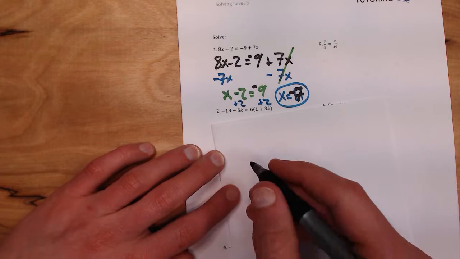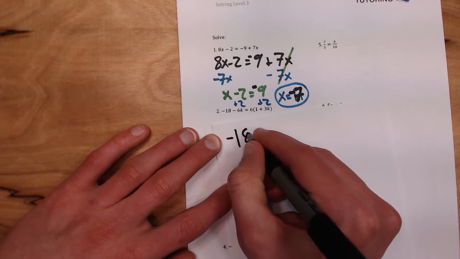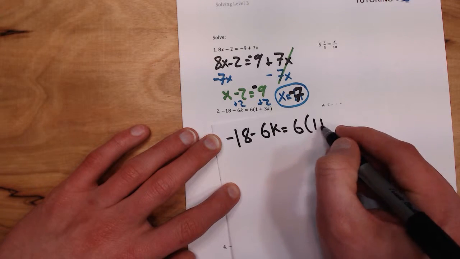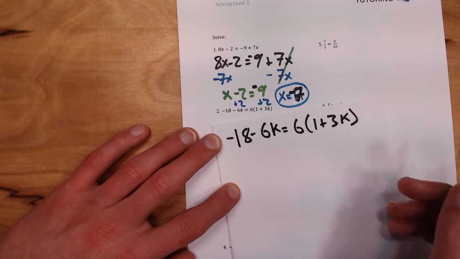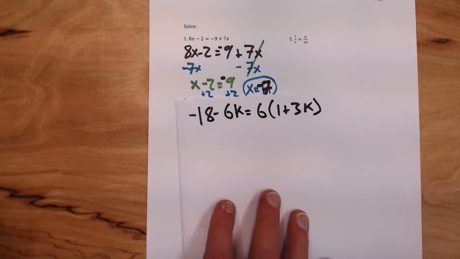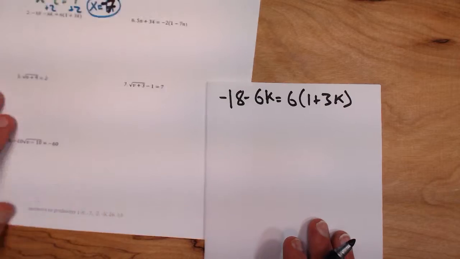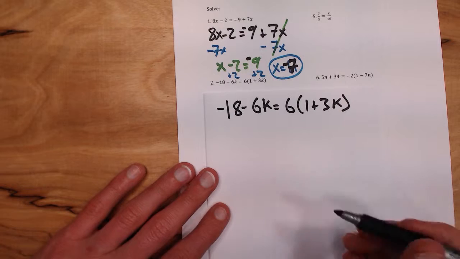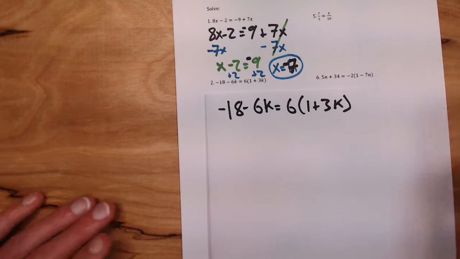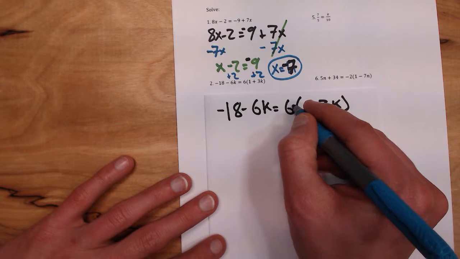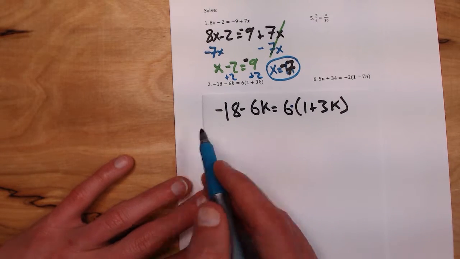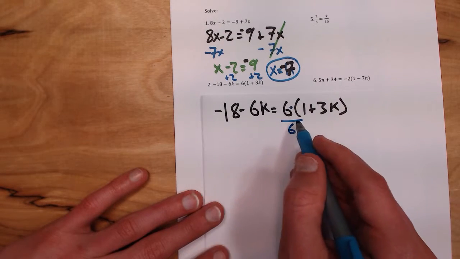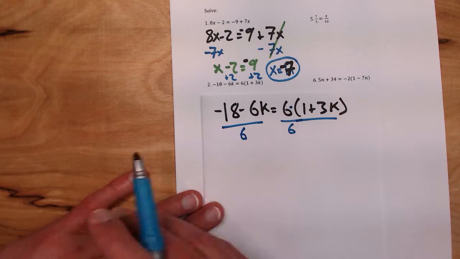All right, so number 2 says negative 18 minus 6k equals 6 times (1 plus 3k). Okay, I have 2 options that I see here. One is I could distribute the 6 inside the parentheses. But I'm going to pursue a different option. My option is going to be, since these are multiplied, I want to move the 6 over here. And the opposite of multiplication is division. So I'm going to divide this side by 6 and this side by 6.